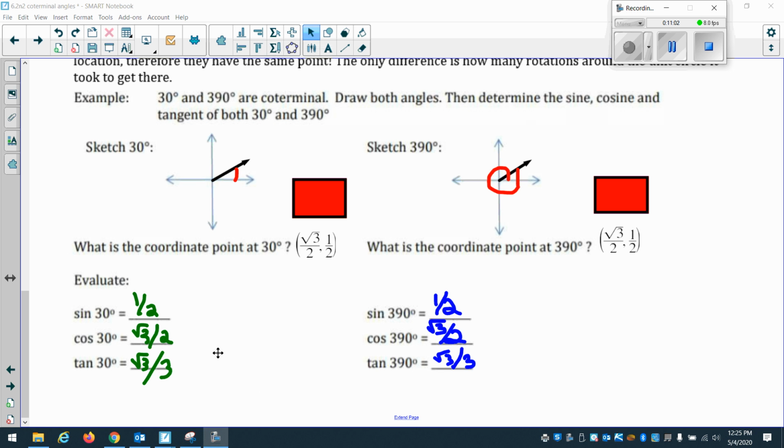So hopefully you guys were able to fill out sine, cosine, and tangent. Okay, the sine of 30 degrees is your y value, so that's 1/2. Your cosine of 30 degrees is your x value, root 3 over 2. Your tangent is your y, so sine, over your x, cosine, so it's 1 over root 3. You cannot have a radical in the denominator, so you rationalize, and you end up getting root 3 over 3. Well, since 390 is a coterminal angle and you're ending at the same location, your values are going to be exactly the same.